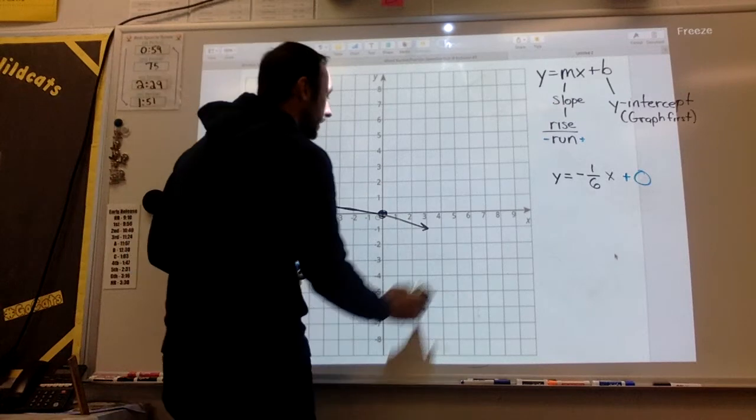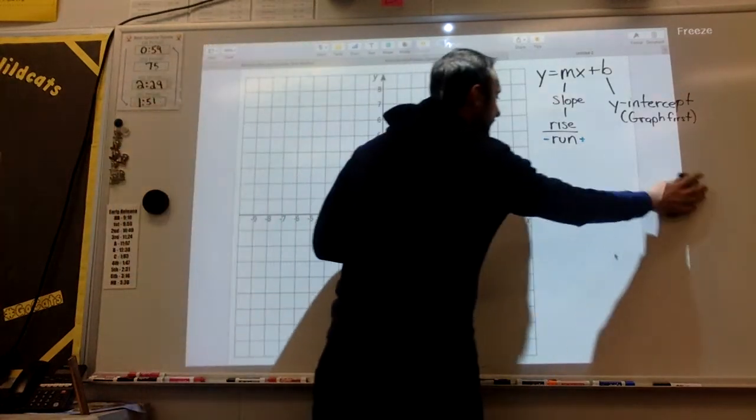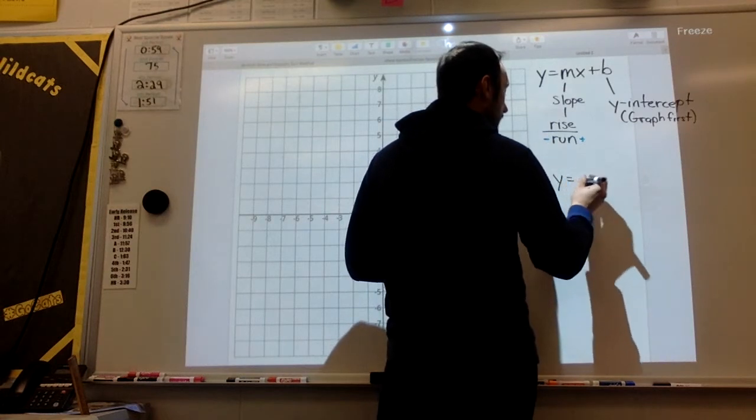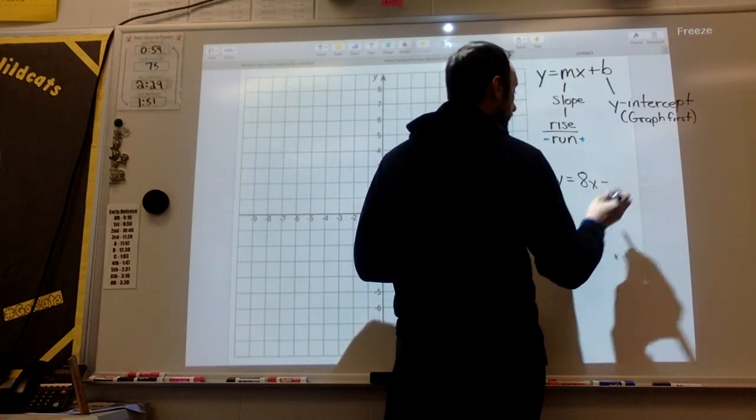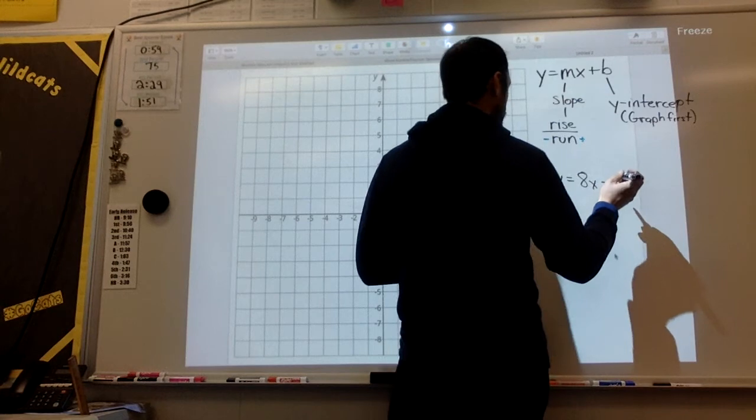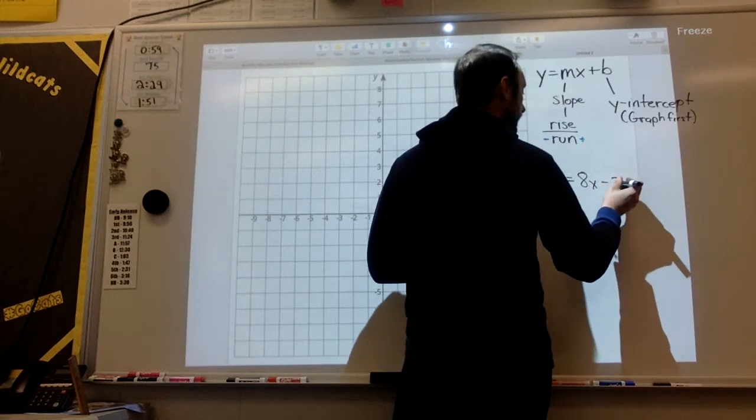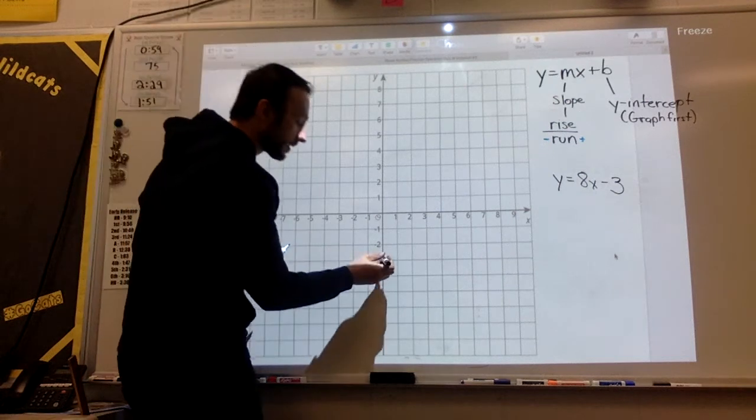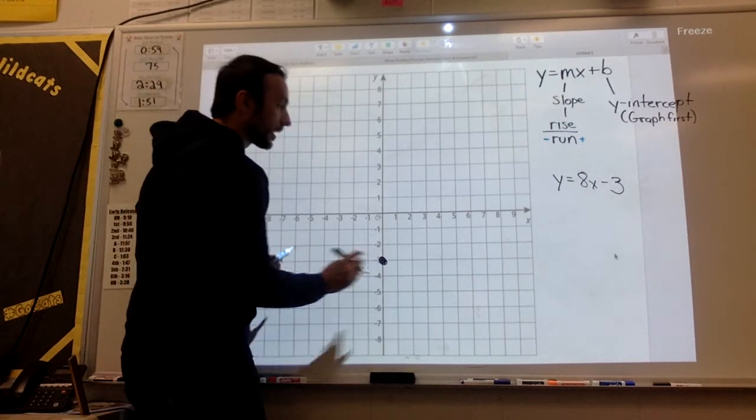All right, let's try one with a whole number. Y equals 8x minus, say, 3. Step 1, graph that y-intercept. So we'll go down to 3 and make a dot there.